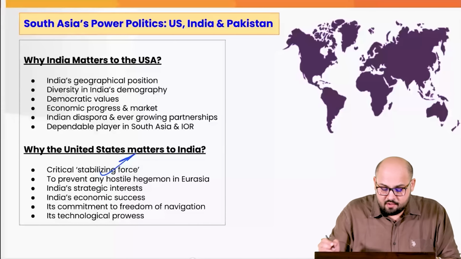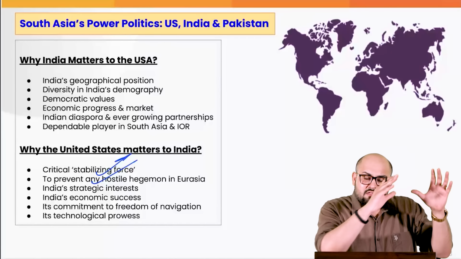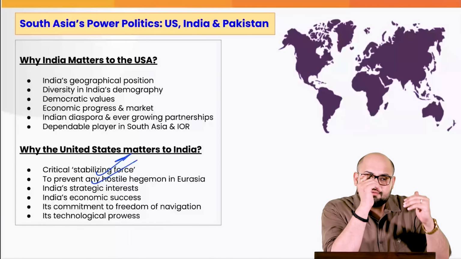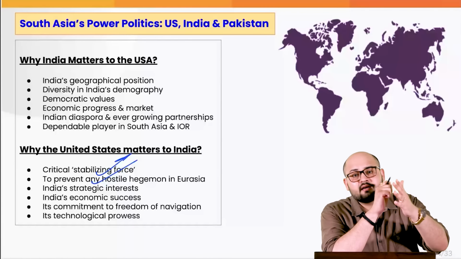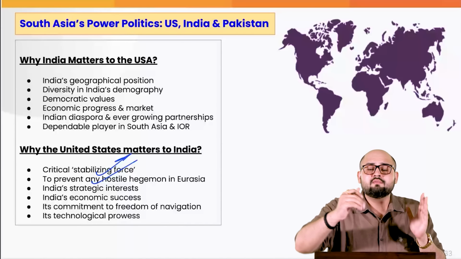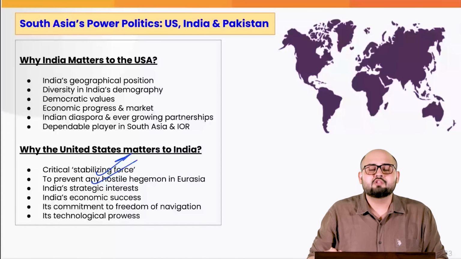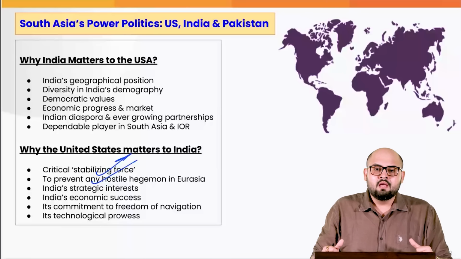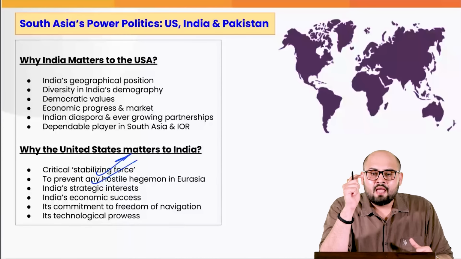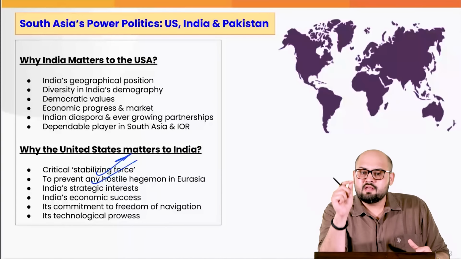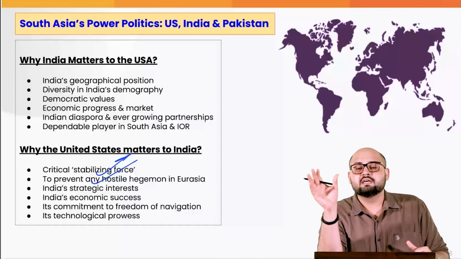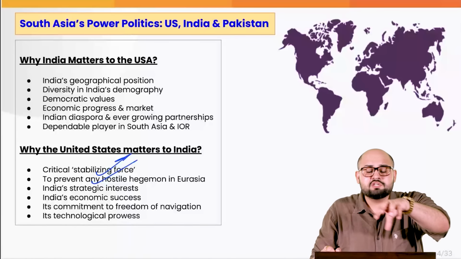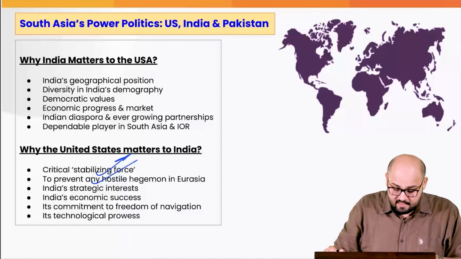Next, to prevent any hostile hegemon in Eurasia. Previously, it was the USSR, which the US confronted. Then we saw the rise of Russia, which the US has been confronting. Now, especially after 2000, we have witnessed the aggressive rise of China. See, nobody is stopping you from becoming a powerful country. But when your rise is aggressive, and when your rise becomes a danger for the other countries, it is a situation which is precarious for all the other countries. And therefore, in order to prevent any hegemon in the Eurasian region, the US is a very important player, right?